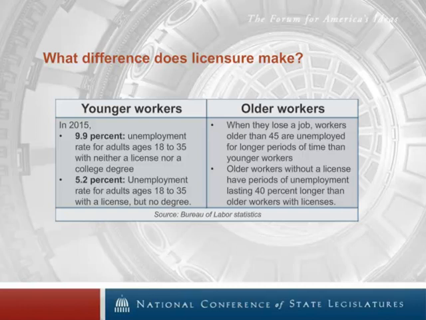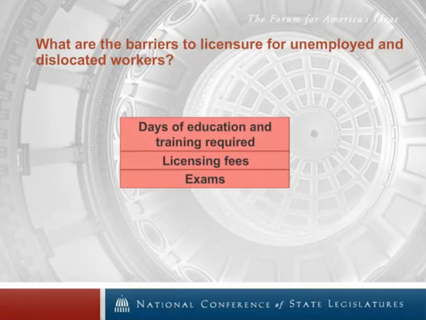So it seems like the answer would be for more unemployed and dislocated workers to obtain occupational licenses, but that is easier said than done for a lot of these folks because there are some barriers that are particularly burdensome or challenging for them, and those barriers are time and money. People faced with unemployment tend to be on a pretty tight budget, and meeting occupational licensing requirements can be pretty costly. What we need to keep in mind is the cost of attending classes and trainings. Many of these classes cost money to attend. We also need to think about the cost of not working while attending classes and training. Licensure fees can also be expensive, and so can the cost of taking exams.